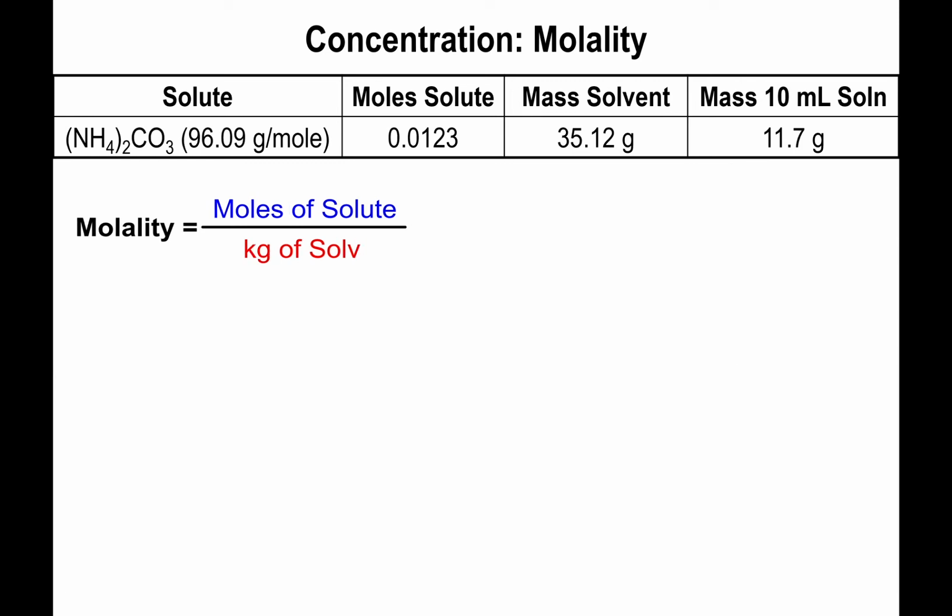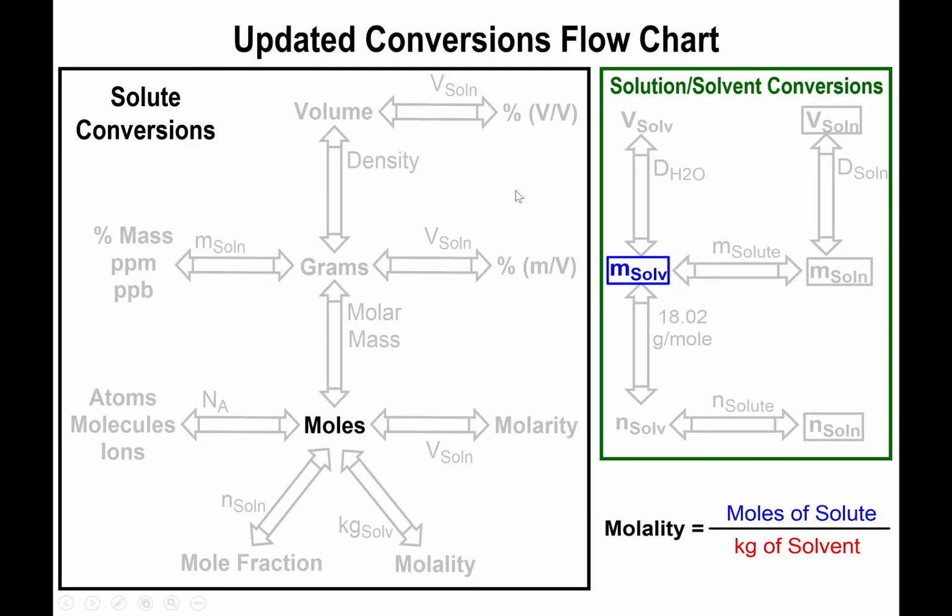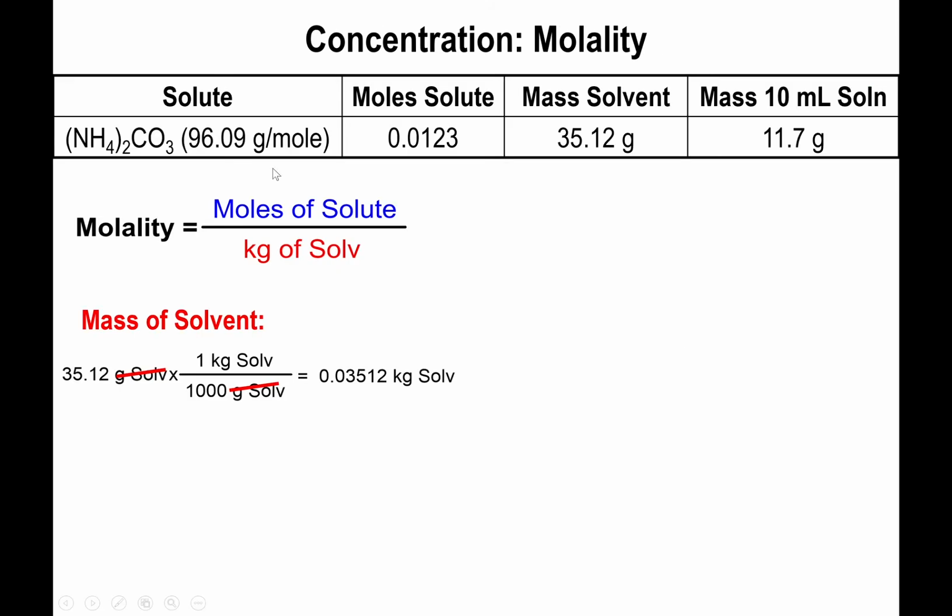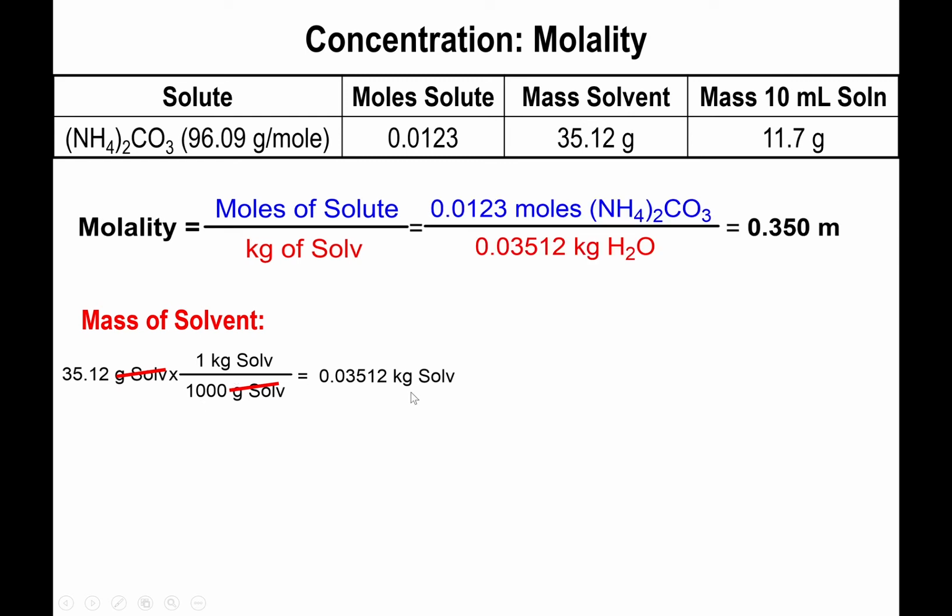Moving on, let's do the same thing for the molality, where we need moles of solute over kilograms of solvent. The moles of solute we already have. The mass of the solvent we have in grams, so the only thing we need to do is change it to kilograms. We divide the 35.12 by 1,000 to turn that into kilograms, and then we simply input those values into the equation: 0.0123 moles of solute divided by 0.03512 kilograms of solvent, meaning that the molality is 0.350 little m.